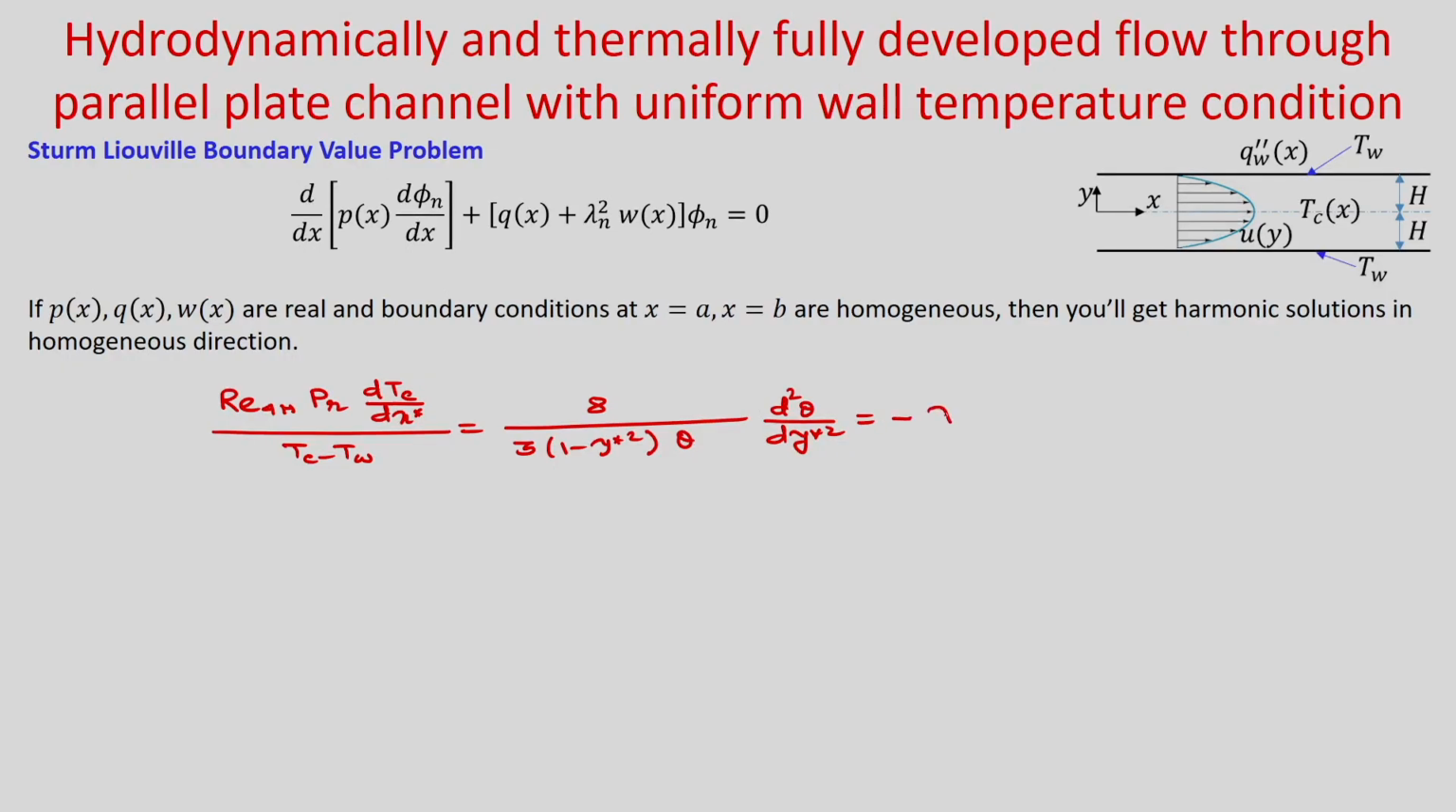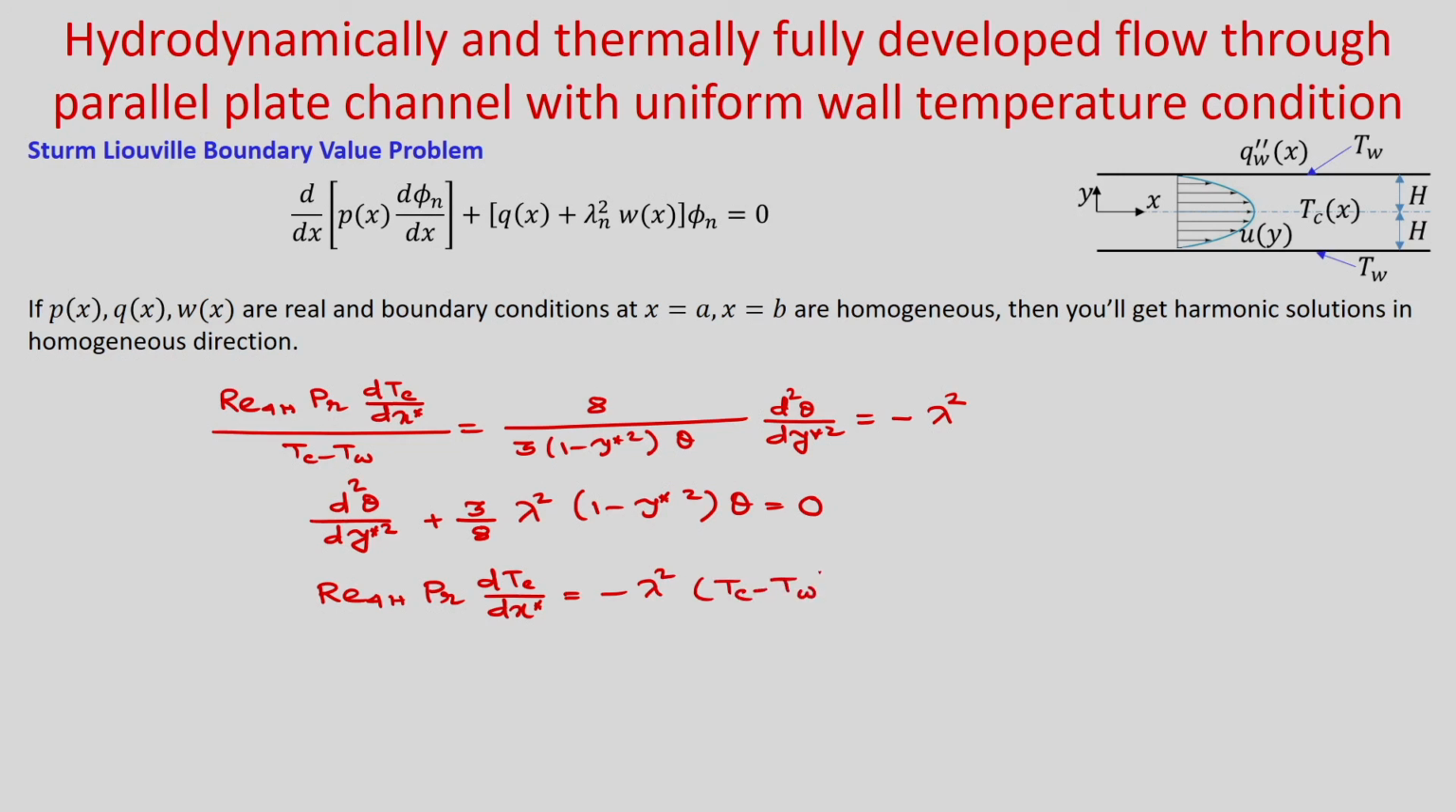So, if you choose this equal to minus lambda square, then what equation will you get? You will get d2 theta by dy star square plus 3 by 8 lambda square into 1 minus y star square theta is equal to 0, and another equation you will get: Re for h Prandtl number dTc by dx star is equal to minus lambda square into Tc minus Tw.